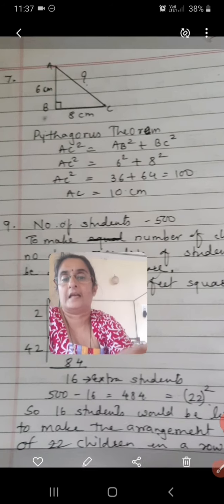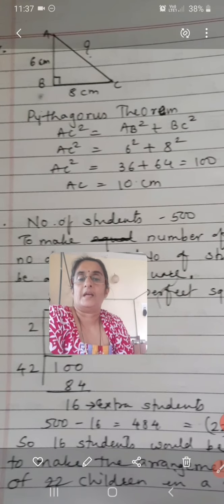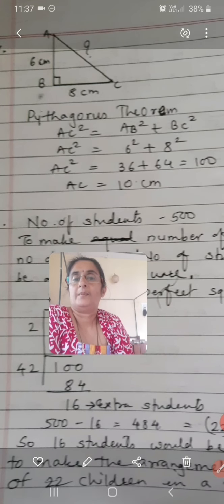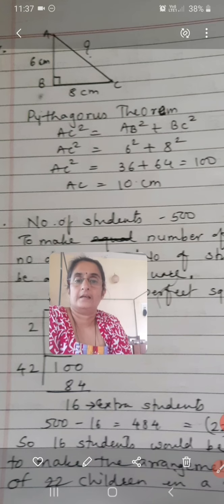Now see the diagram, I have done it for you. So ABC is a triangle, AB is given, that is 6, BC is given, that is 8. There is a 90 degrees angle at B, and you have to find out AC. Now what does the Pythagoras theorem say? AC square is equal to AB square plus BC square.